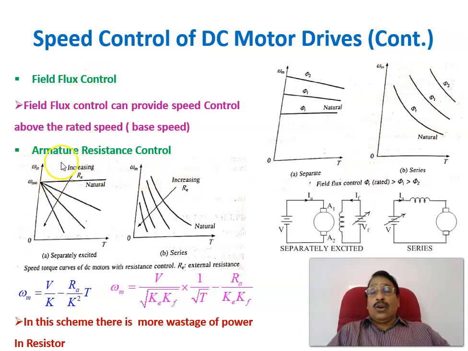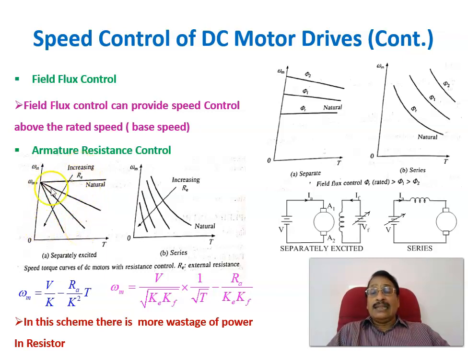Next method is called armature resistance control. In armature resistance control, you are changing the armature resistance. For example, in this case, omega m equal to V by K minus Ra by K square into T. For the same voltage, what you are changing is this Ra. If you change this Ra, this drop is changing. If this is a very small value of Ra and you are increasing Ra, the speed is dropping at a faster rate. Again, if you increase Ra, it drops at a still faster rate.